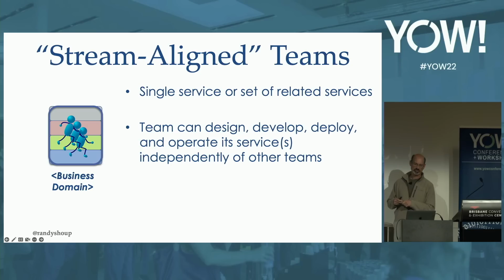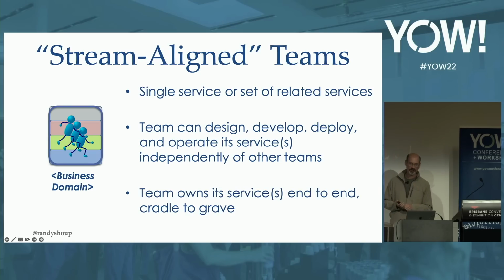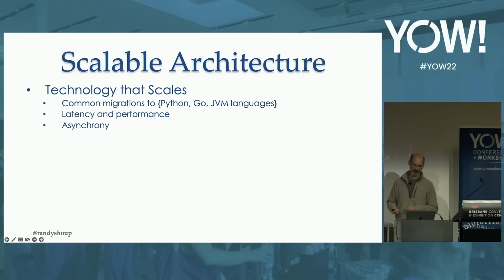We want to make sure that those teams are able to design, deploy, and operate their systems all independently of the other teams. And we also want to make sure that those teams own the services and applications that they build all the way end-to-end, cradle to grave. And so what does this imply about the architecture, given that now we have a new set of goals and a new set of constraints, right?